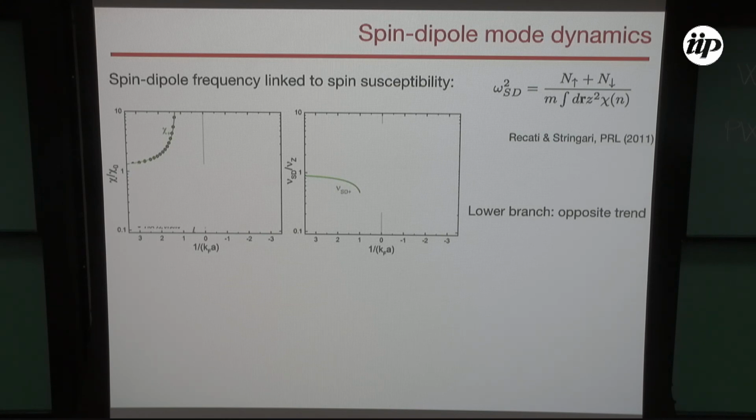The other thing that is very interesting is that if I do the same thing in the case of a lower branch gas, then of course you expect, and these are just two theories, but for the moment it's not important, just to see the trend, that the spin susceptibility should decrease, in fact vanishing in the superfluid state. At the same time, the spin-dipole mode frequency should increase.